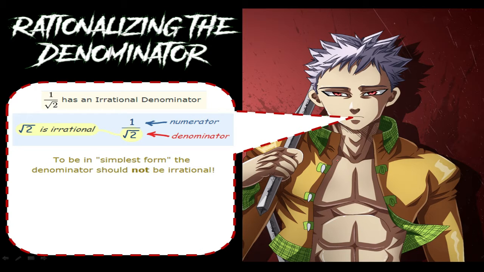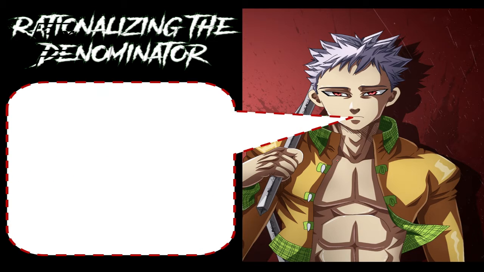Para magkaroon tayo ng simplified answer or simplified form, to be in its simplest form, the denominator should not be irrational. Ano yung kailangan natin gawin para maging rational ang denominator natin, or maging rational man ang ating expression? Fixing it by making the denominator rational is called rationalizing the denominator. That's why it is called rationalizing. You're going to transform the irrational to rational, which is on the denominator. That's why tinawag siyang rationalizing the denominator.